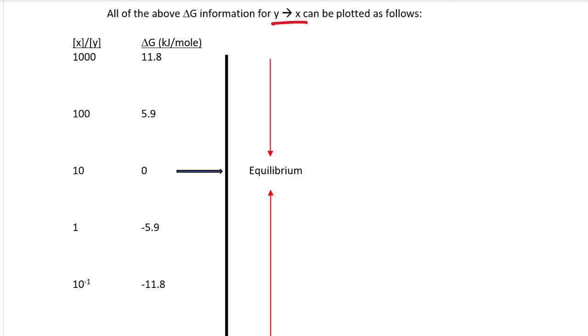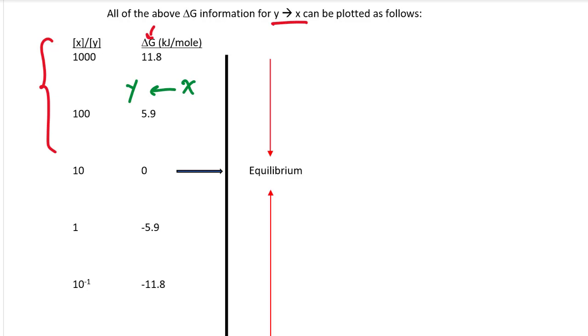What it tells you is how far away from equilibrium you are and in what direction the reaction will move spontaneously to reach equilibrium. So when you're on this side, where delta G right here is greater than 0, product has to be turned into reactant. So in this case, to reach equilibrium, you actually have to turn X into Y.